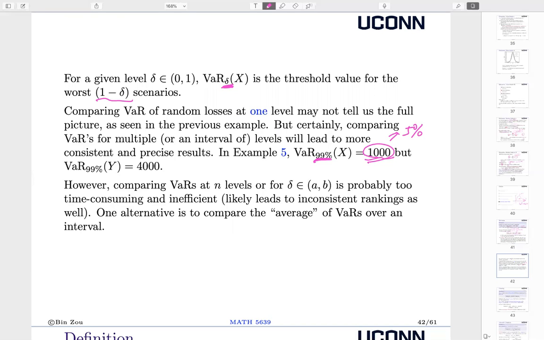But the VaR at 99 for Y is not 1,000 anymore. It's actually 4,000, right? The reason is because beyond 1,000, we have a uniform, and the uniform accounts for 5%. Now we want the number that gives us 80% of the tail part. That's exactly 4,000. From here, we easily see that because 4,000 is greater than 1,000, we can claim Y is more risky than X, right? However, in general, we don't know how to pick the level.